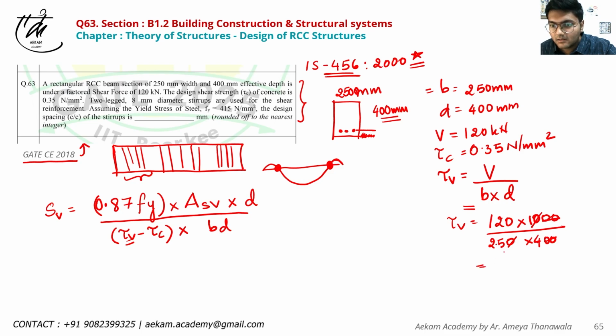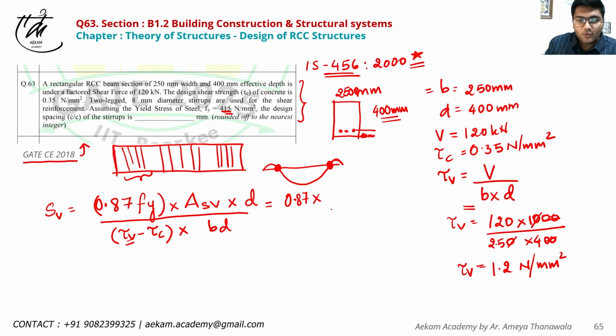425 is 100, so it is 1.2 tau V. So we have this value. So we'll just substitute all the values here. So this formula can be simplified as 0.87 into Fy, which is given as 415, into ASV, which is your 2, because we have two-legged 8 mm diameter, right?